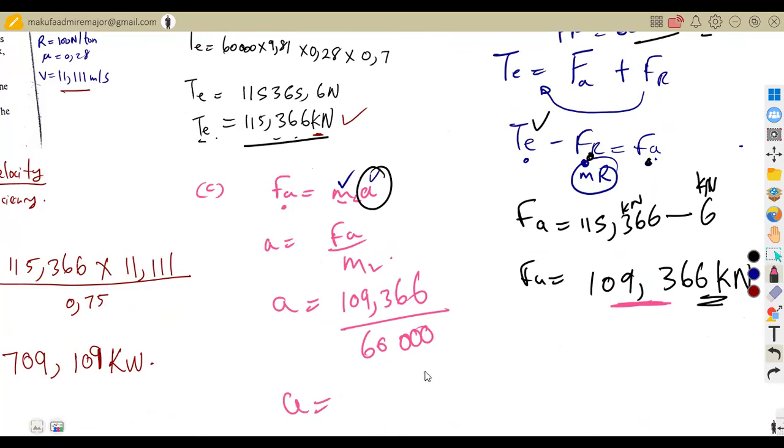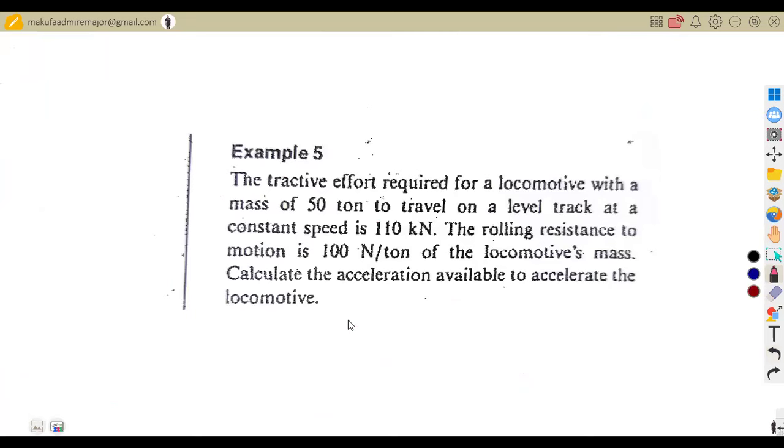If you wrote this in tons, you must also give this in kilonewton, so you're going to have times 10 to the exponent of 3. So this will give us 1.823 to 3 decimal places. Remember, acceleration is in meters per square second. Just like that, we have your acceleration. Now we just need to work with more questions.